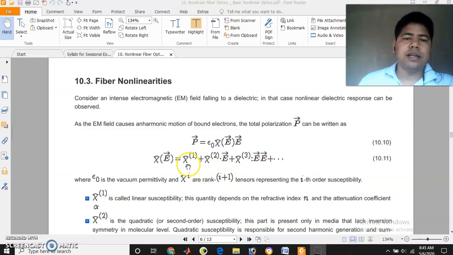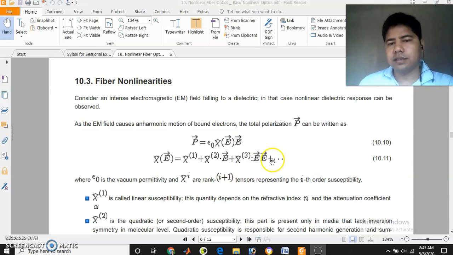susceptibility terms, like chi1 is first order nonlinearity, chi2 second order nonlinearity, chi3 third order nonlinearity. Actually these are the susceptibilities, and the susceptibilities are giving us the nonlinear effect. So the polarization will have these first order, second order, third order nonlinear effects embedded if the electric field strength is very high.